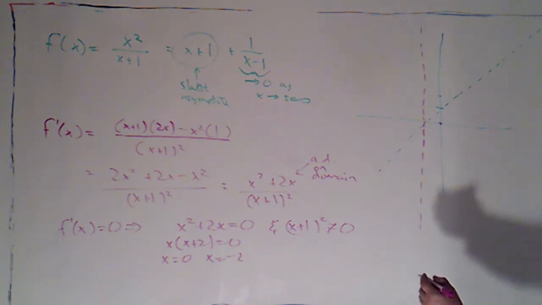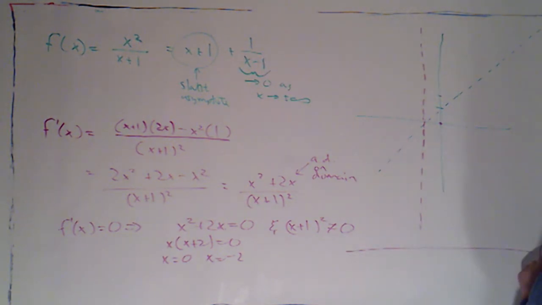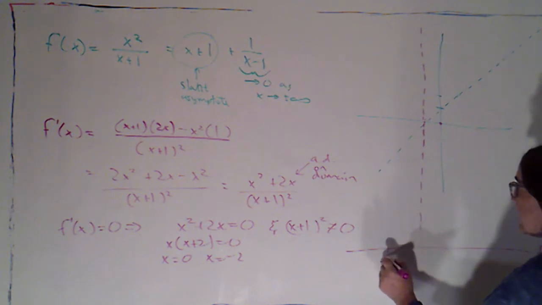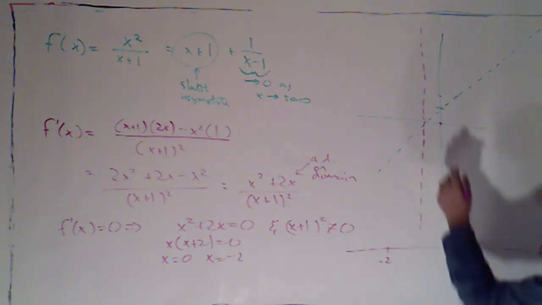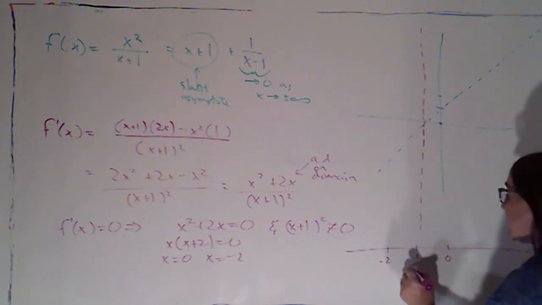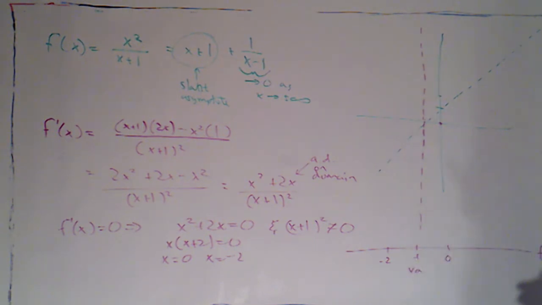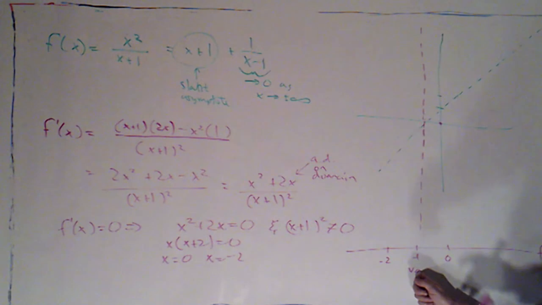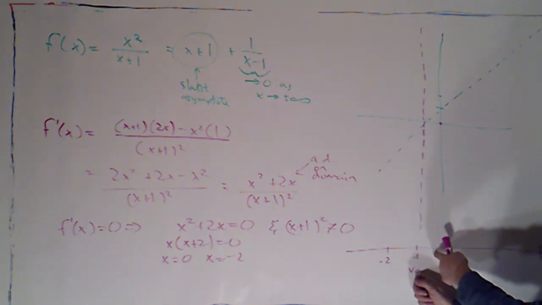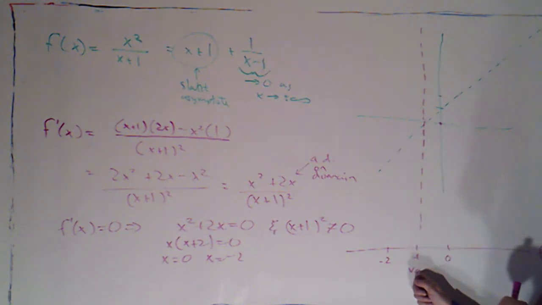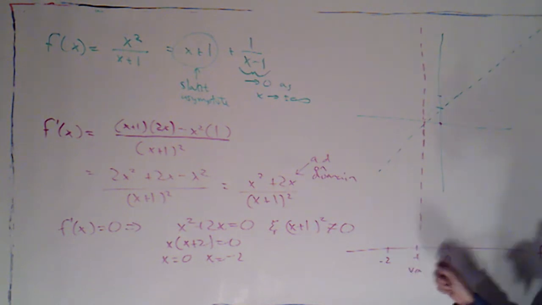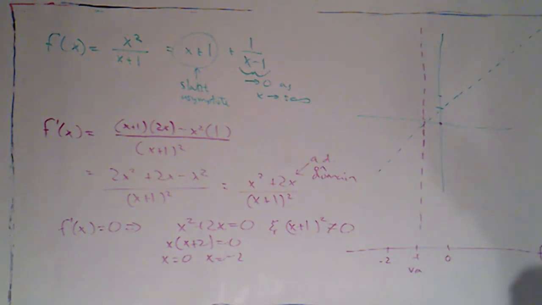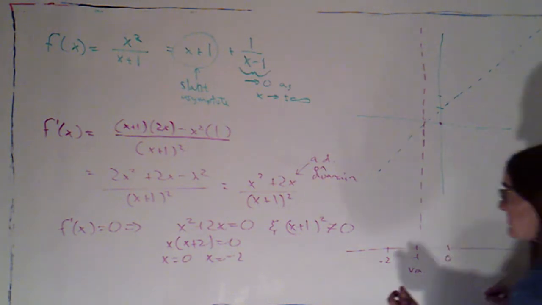So I've got 2 points to mark off because they're critical numbers, negative 2 and 0. I'm also going to mark off negative 1 because that's a vertical asymptote. Now I'm labeling that it's a vertical asymptote. If the derivative changes sign here, there won't be a max or a min, but I definitely need to check because it could change sign on either side of that asymptote. So let's pick some test numbers.